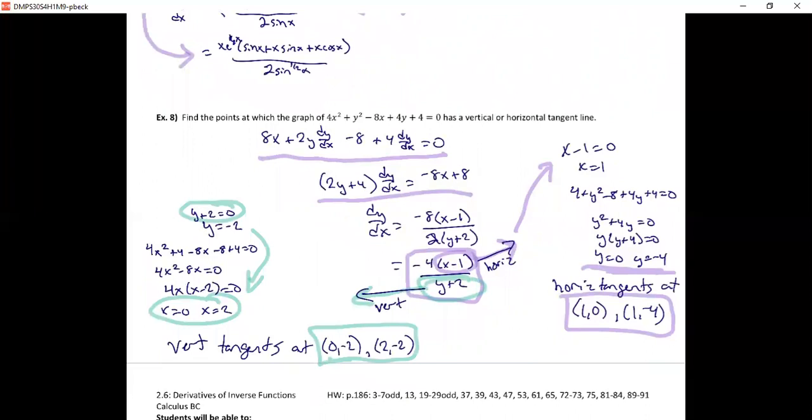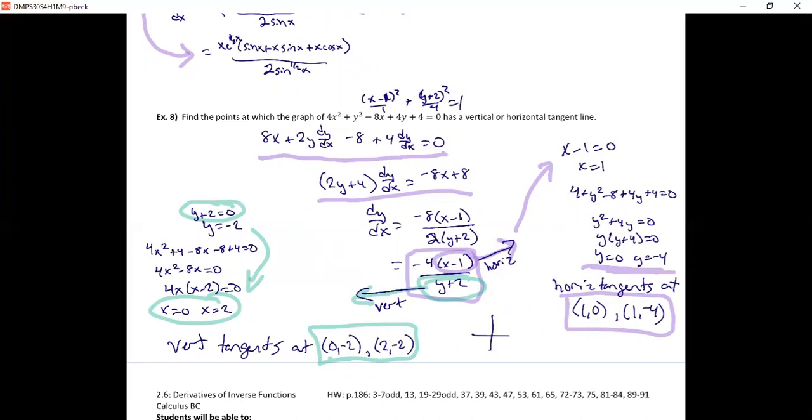Does this make sense? If we took a look at this and said, wait a second, 4x squared plus y squared, this looks like it's an ellipse, and sure enough, this ends up being an ellipse. If I remember right, it is x minus 1 squared over 1 plus y plus 2 squared over 4 equals 1. We could see the horizontal and the vertical tangents.